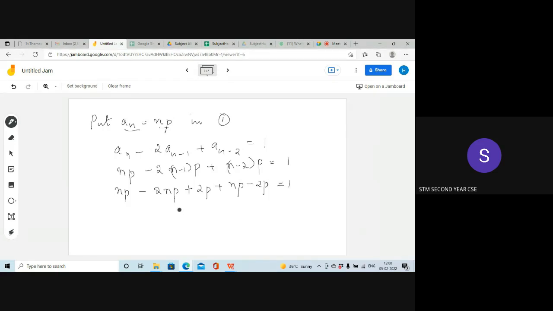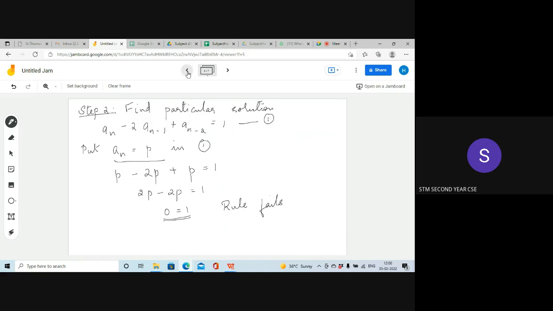Isn't it? Now here, what will you get? This plus 2p and minus 2p will cancel. Then np plus np, you will get 2np minus 2np is equal to 1. Again, these 2 will cancel, we get 0 is equal to 1. Again, the rule fails. Isn't it? Even the second time, when I put an is equal to np, again the rule fails. That is what the second step says.